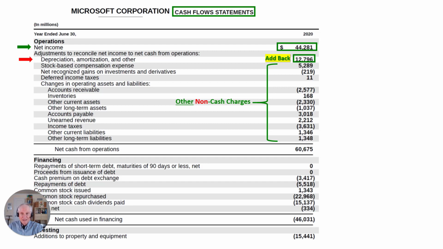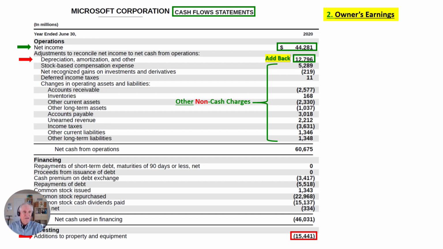$60,675,000,000. Now they did spend part of that money investing in capital expenditures, additions to property and equipment. That's at the very bottom. There's $15,441,000,000 that went out for investing in CapEx.